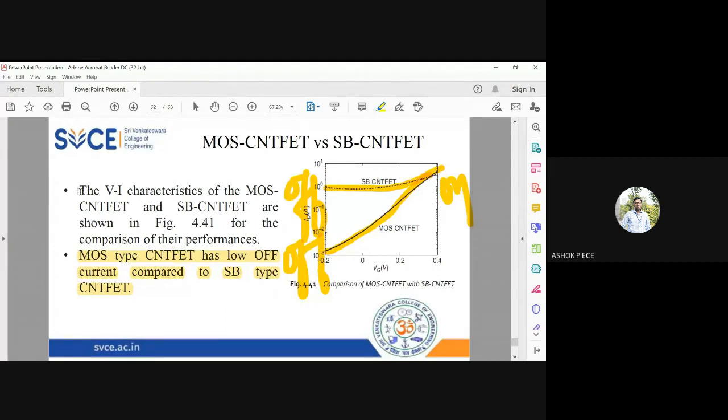So this is the VI characteristics, and you can see VGS controls ID. As you increase VGS in the positive sense, the drain current will increase. As VGS becomes more and more negative, the drain current is very, very small for the MOS CNTFET, but it reduces only very gradually for the Schottky barrier CNTFET. So that is the conclusion from the VI characteristics of MOS CNTFET and Schottky barrier CNTFET.